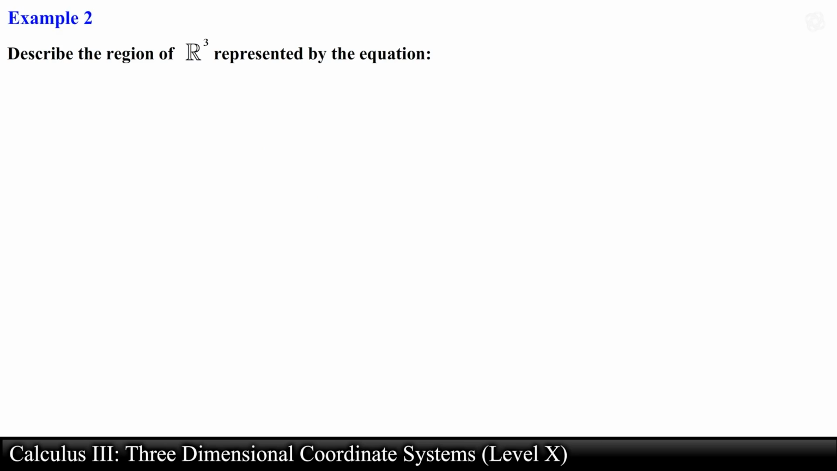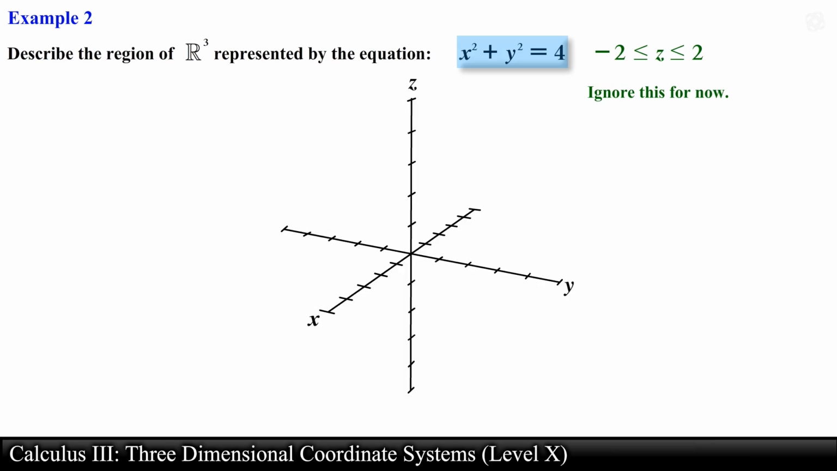Describe the region of R cubed represented by the equation x squared plus y squared equals 4 when z is between -2 and 2 inclusive. When dealing with these types of problems, it's always a good idea to ignore the restrictions for now and graph the equation as if there were no restrictions. Recall that this equation represents a cylinder in R cubed.